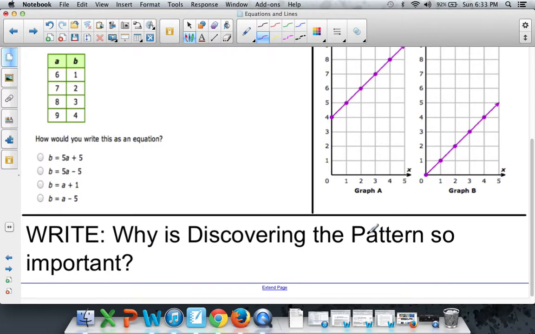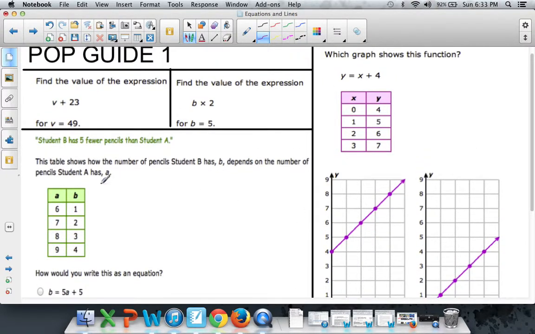And then I want you to write some sentences for me. Why is discovering the pattern so important? Especially for problems like this one and like this one. Give it your best shot. This is the hardest week of algebra yet. But that's not saying much, because the other weeks of algebra were pretty easy.